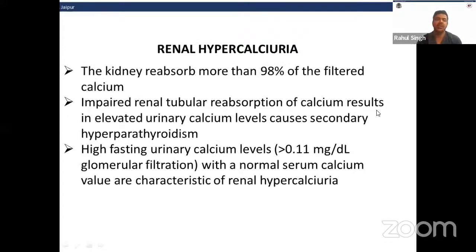Renal hypercalciuria. The kidney normally reabsorbs more than 98% of the filtered calcium. Impaired renal tubular reabsorption of calcium results in elevated urinary calcium levels and causes secondary hyperparathyroidism. High fasting urinary calcium levels with a normal serum calcium are characteristic of renal hypercalciuria.